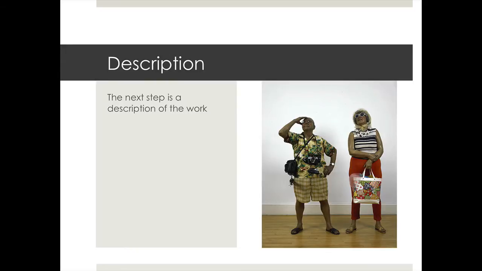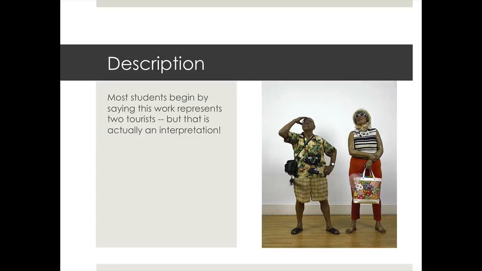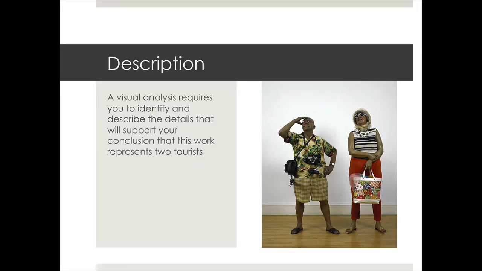The next step is a description of the work. Be literal. Describe what you see before drawing conclusions. This example that I've used in class, when I ask students, what are we looking at? Let's describe it. The first thing they say is that these are two tourists. But that's not a description, that's actually an interpretation. That's a conclusion about the work.